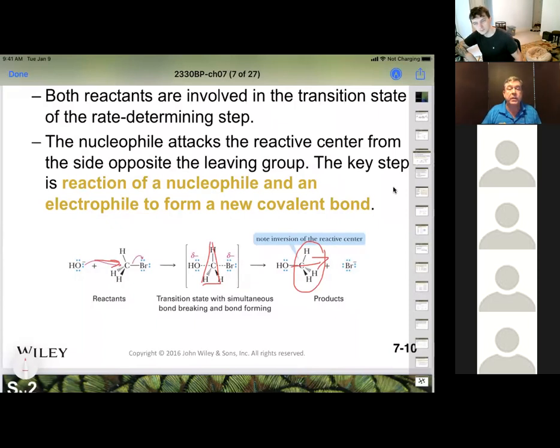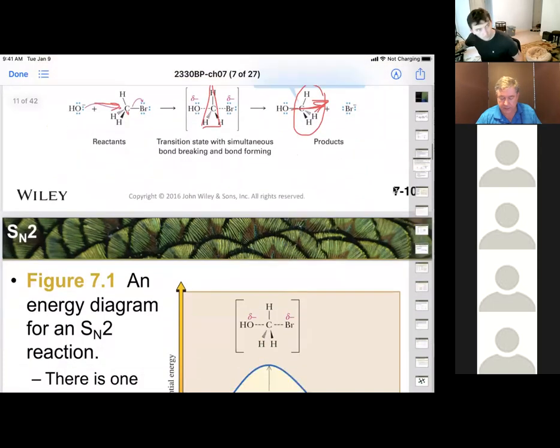Okay. So that nucleophile reacts on that center on the opposite side of the leaving group, leading to a new covalent bond, and whatever was attached to your carbon is now inverted in its configuration from where it started. Okay, so that's what that looks like. And we should have an energy diagram next, yes.